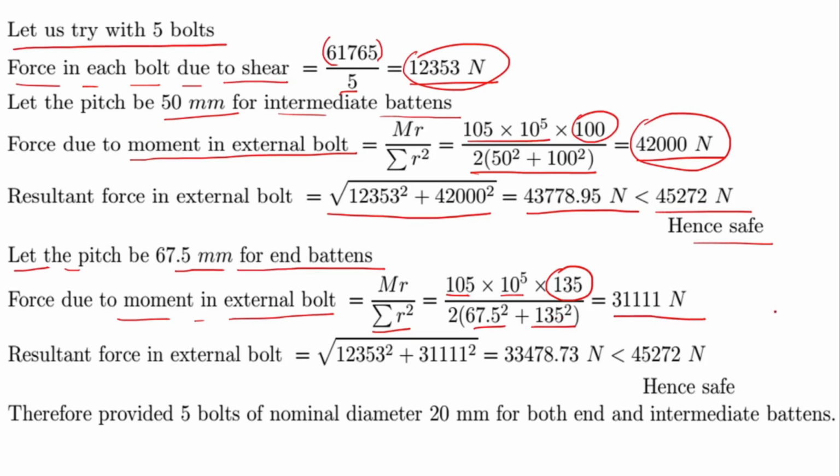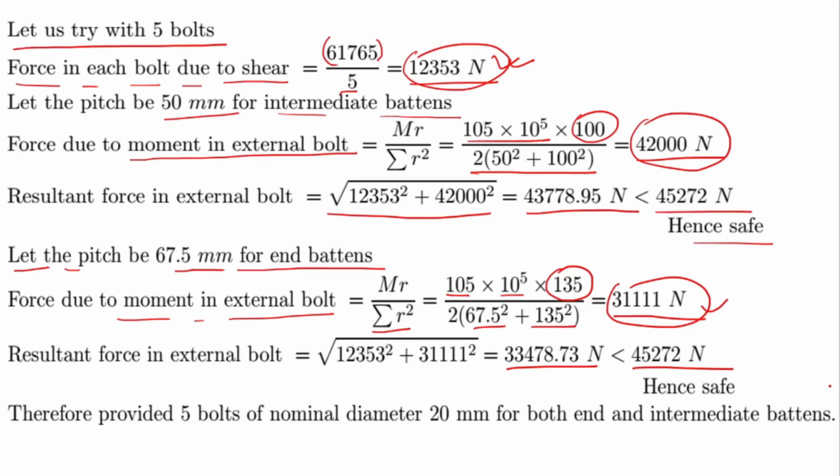So the force due to moment is calculated as 31,111 Newton. If I take the resultant in between this and this, finally we shall get the resultant force as 33,478.73 Newton, which is less than the bolt value 45,272 Newton. Hence the design is safe.